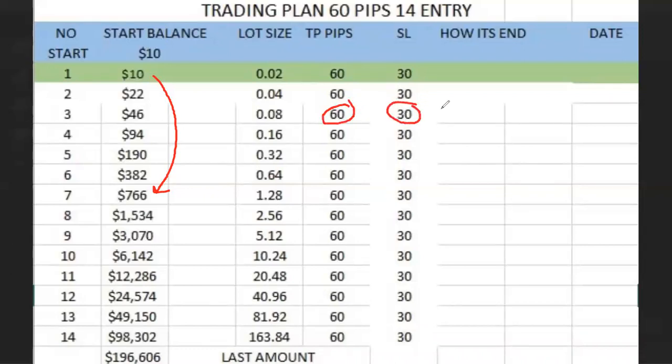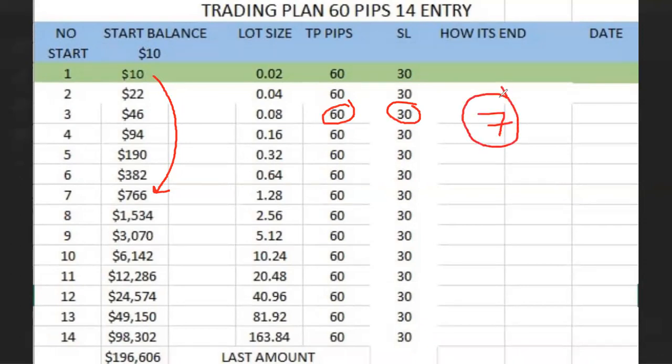Is SL a standard 30 pips for all the entries that we take, or does it depend on the entry? Yeah, 30 pips from the entry, and 60 pips from the entry for the TP. So you just need 7 TPs.